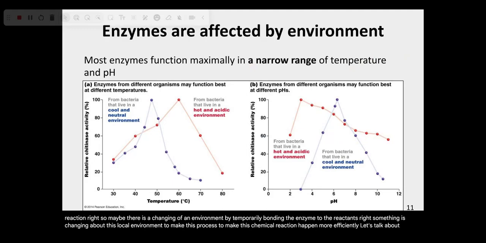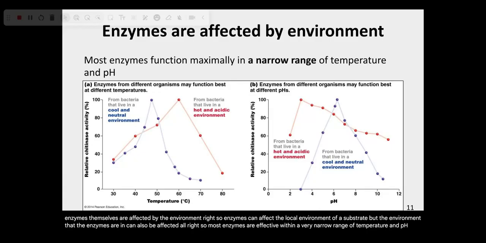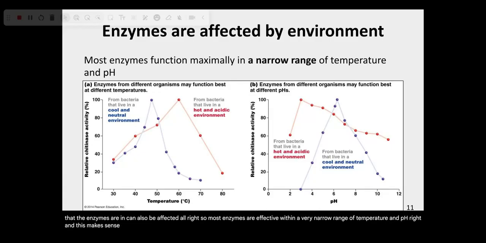All right, let's talk about how enzymes themselves are affected by the environment. Enzymes can affect the local environment of a substrate, but the environment that the enzymes are in can also be affected. Most enzymes are effective within a very narrow range of temperature and pH, right? And this makes sense because structure determines function. The enzymes are very specific to the function that they do. They only perform one function and they can perform that function over and over and over.